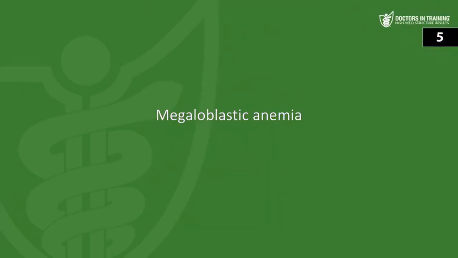Next, what type of anemia can be caused by folate or B12 deficiency? So that's that megaloblastic anemia. Next, where is B12 absorbed into the circulation? So you got to think about the terminal ileum. Remember, that's that complex of B12 and intrinsic factor.